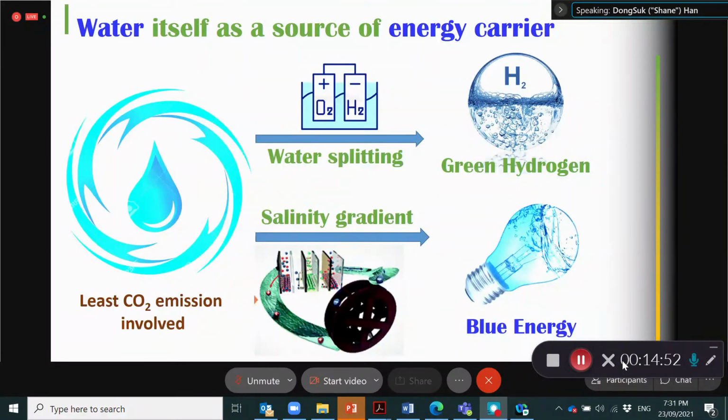So with this slide, I want to start explaining how water itself can be used as a source of energy carrier. If we can develop water for generating green hydrogen or blue energy, maybe the system can guarantee the least CO2 emission in the process. As you know well, green hydrogen can be generated from the general technology of electrochemical water splitting, and for blue energy, we can use two different water streams having two different levels of salinity gradient.